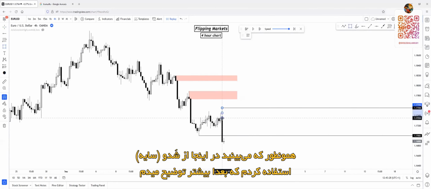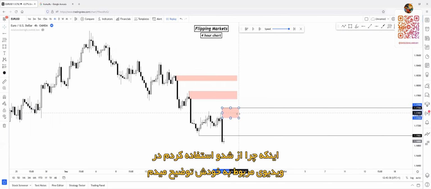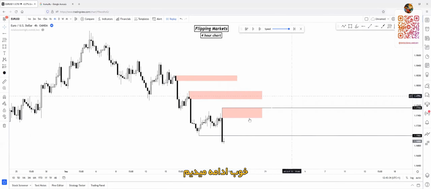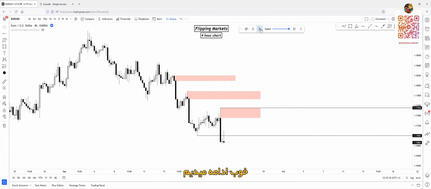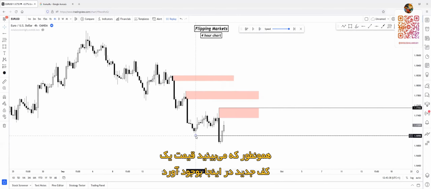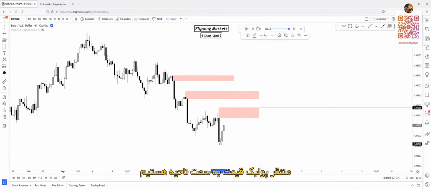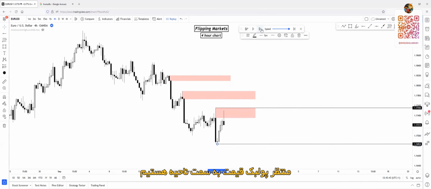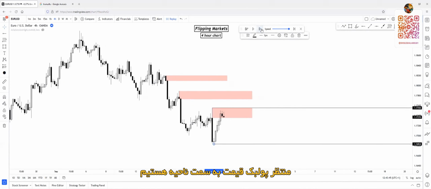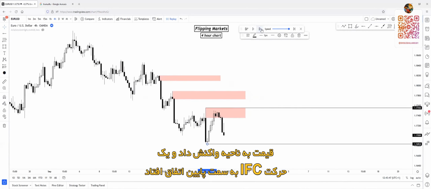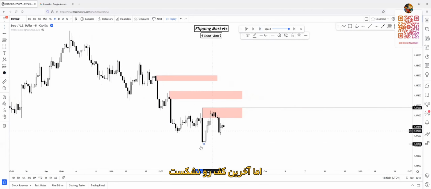I will use the wick, but I will explain later why I used the wick in the wick explain video. Okay, let's just continue. As you can see, price created a new low, which is right here. We are waiting for a pullback. Price tapped the zone. Price reacted on that zone, created inefficient movement to the downside, but didn't break below the last low point.